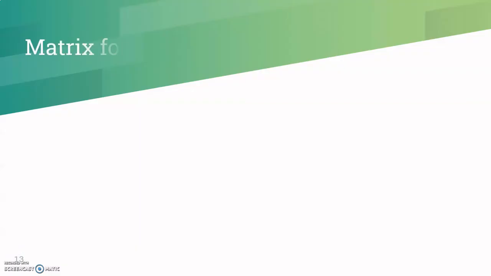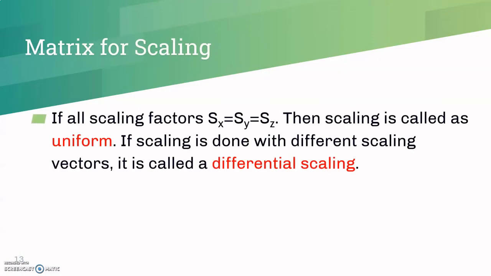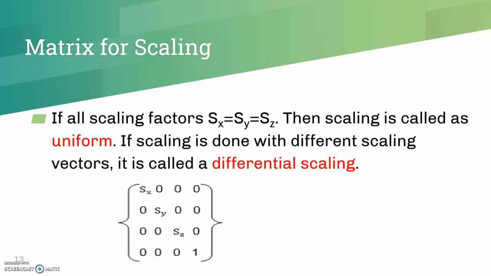So here is the matrix for scaling. What we have said in 2D also: if all scaling factors Sx equal to Sy equal to Sz, then scaling is called uniform. If scaling is done with different scaling factors, it is called differential scaling. So this is the matrix for scaling: Sx, 0, 0, 0; 0, Sy, 0, 0; 0, 0, Sz, 0; and 0, 0, 0, 1.